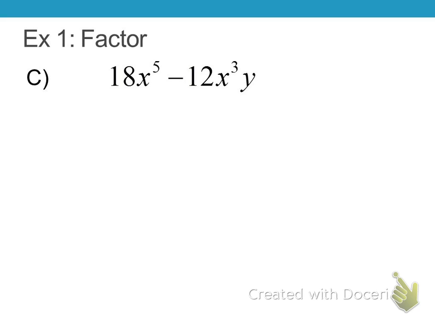Let's see if we can come up with a GCF on our own for this one. So what's the biggest number that goes into 18 and 12? 6. Good. If you don't see that, if that's not something you're good at, do a factor tree. What about the variables? X to the third. Good.